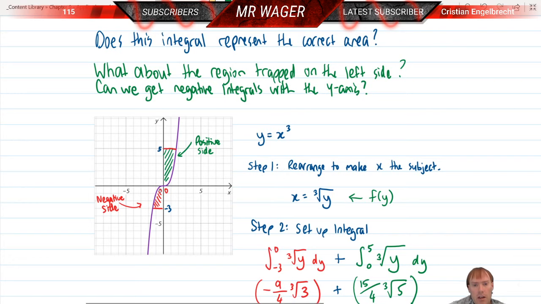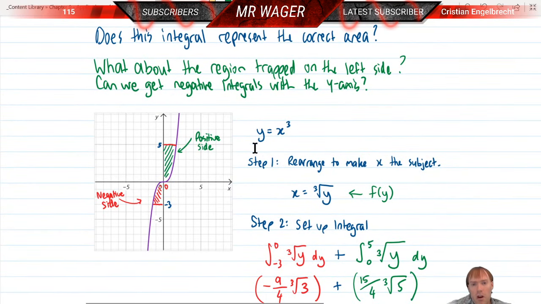Okay, so here we go. This is our original function, y equals x cubed. Y equals x cubed is my graph here, that purple line there. First thing you're going to do for these type of problems is rearrange to make x the subject in your equation. So we're going to rearrange this equation to make x the subject.